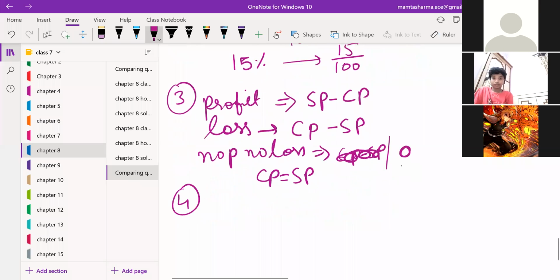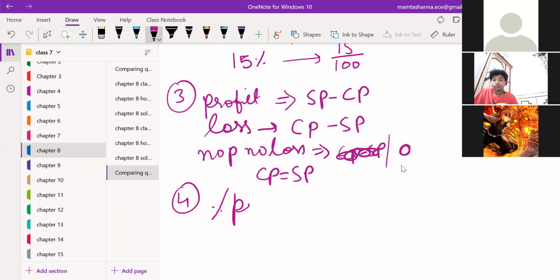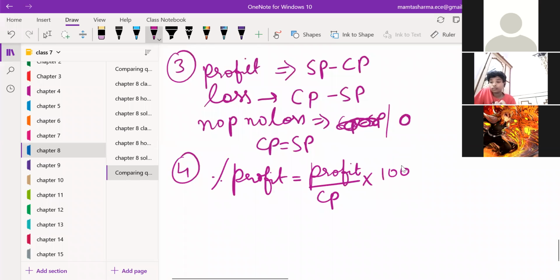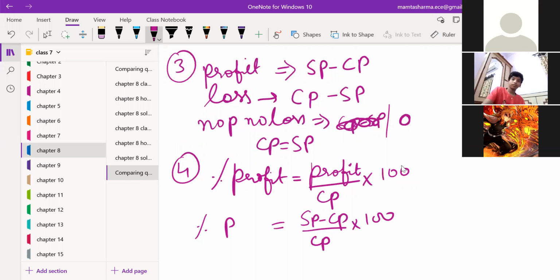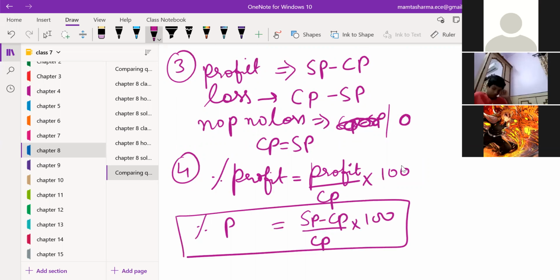Fourth one, percentage of profit. The percentage of profit formula is profit upon cost price into 100. Profit is always taken with respect to the cost price. Now, if profit is not given, cost price and selling price are given, then you can put profit as selling price minus cost price, upon cost price into 100. This is the percentage profit formula.